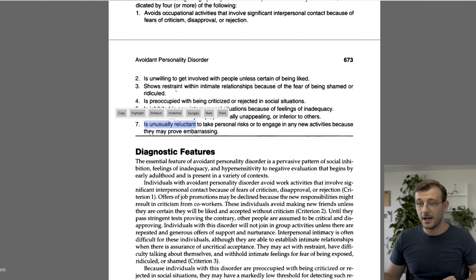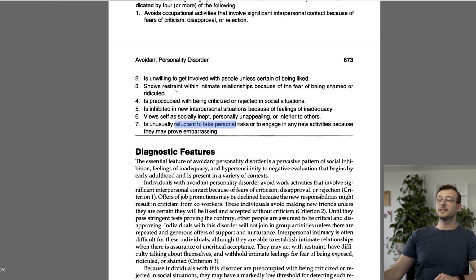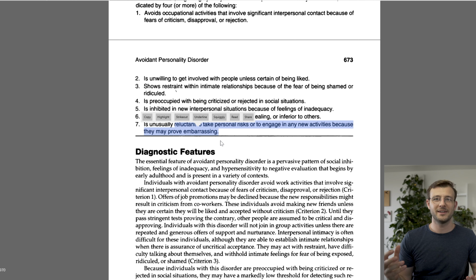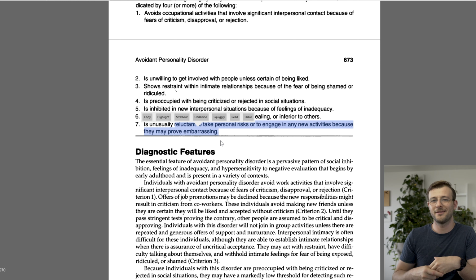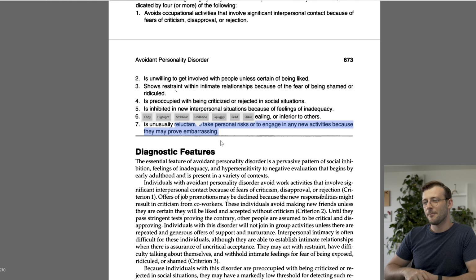So the final criteria is that often people with avoidant personality disorder are reluctant to take personal risks or to engage in new activities because they may prove embarrassing. So, for example, diving into a pool. They might not want to dive into a pool because they might feel people would judge them for this kind of thing they don't do often, and so they'll walk in slowly or something. Or even going to the pool in general might be quite a concerning situation for people with avoidant personality disorder, depending on the situation. But you can get the gist.